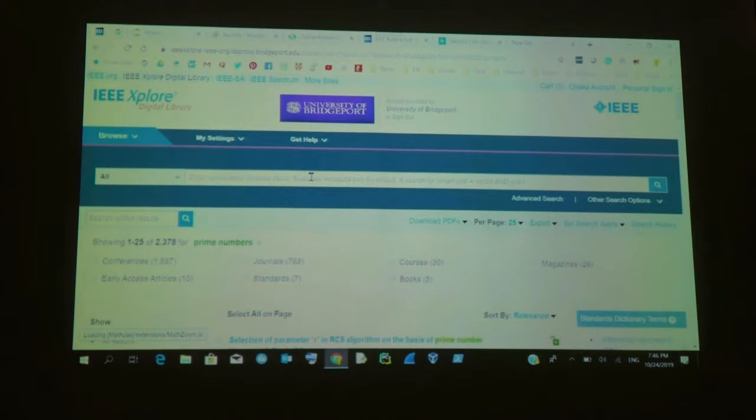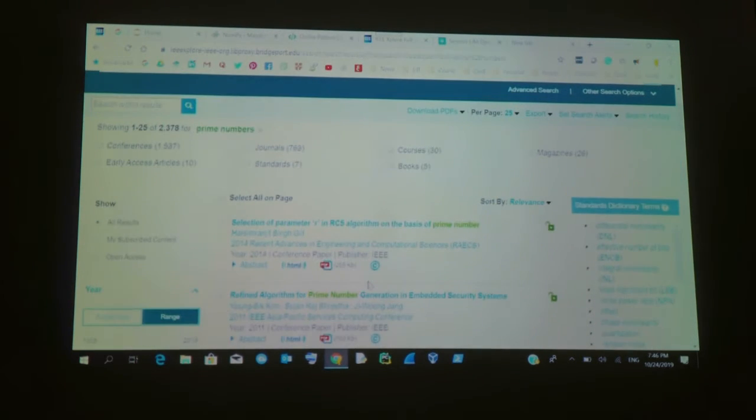That would be scary. As you see in here, there are about 2,300 results. There are about 1,500 conferences that talk about prime numbers. Journals about 800. Courses 300. Books 5, and all of that. So when you go down in here, you will find many.